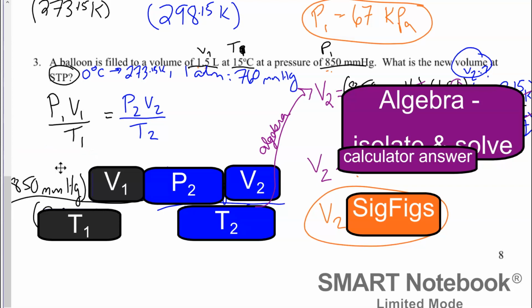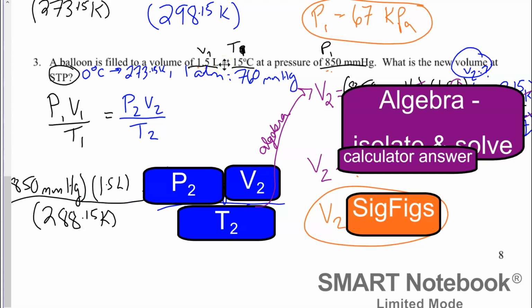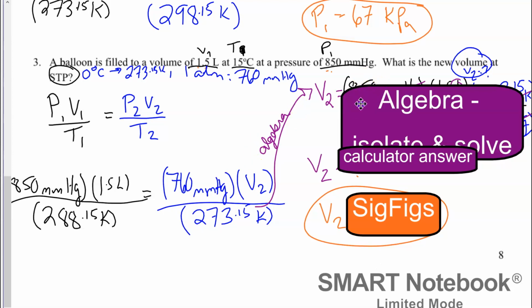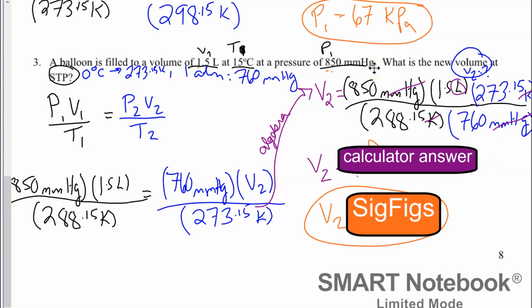P1, pressure 1 is 850. Volume 1 is 1.5 liters. And temperature 1 is 15 plus 273.15, which is 288.15 Kelvin. Pressure 2, standard, is 760. Volume 2, we don't know, we're solving for. And temperature 2 is 0 degrees Celsius, or 273.15 Kelvin. So do your algebra, isolate and solve, and here's what you should get. V2 is going to be 850 times 1.5 times 273.15 all over 288.15 times 760.